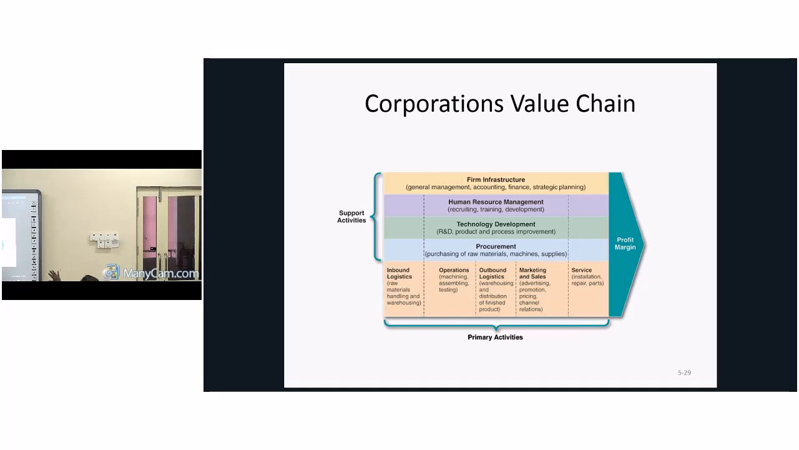They are called supportive activities. Infrastructure, human resources, technology and procurements are common to every primary activity, so they are called supportive activities. They are common to everyone. Then you see inbound logistics, operations, outbound logistics, marketing and sales, and services. They are the primary activities for any company.